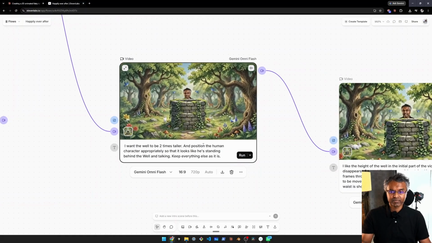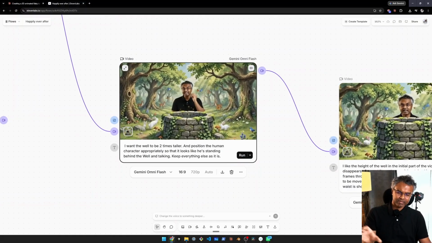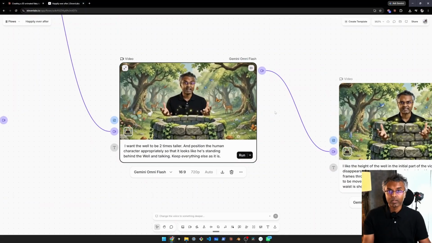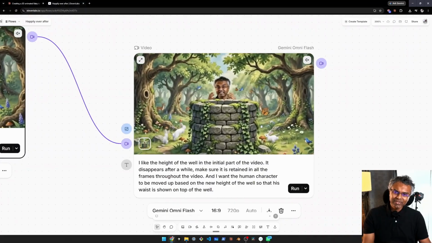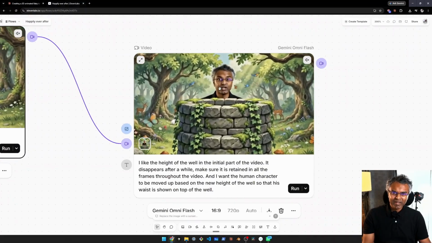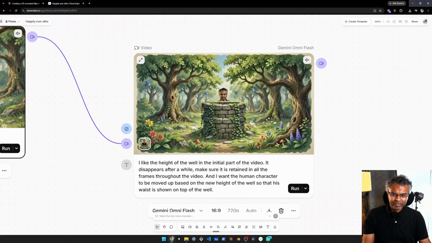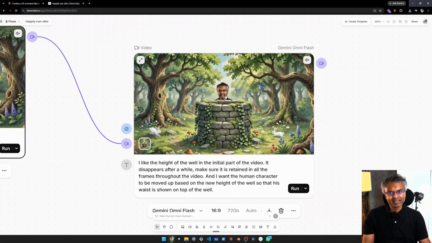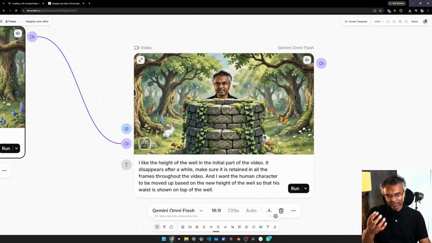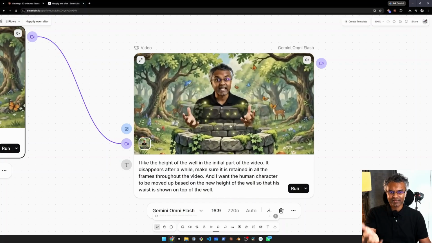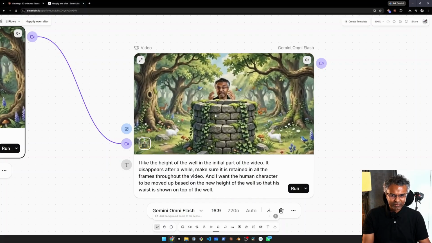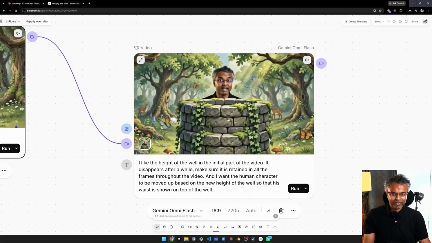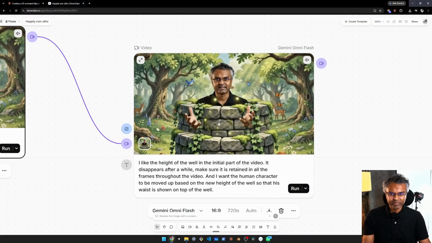The way we do that, we just specify, ensure that this image is consistent throughout in all the frames. So that's essentially what I did over here. And it looks good, but the position of the human character is not adjusted. And the hand also just comes out of the well for some reason, and this upper part of the well even fades out and fades in. So it looks a bit odd.